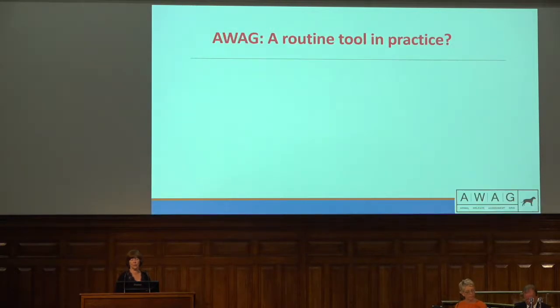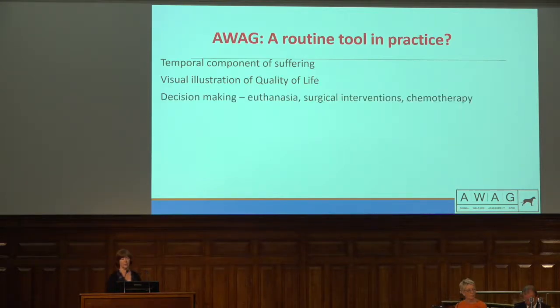at quality of life. So can the AWAG be used as a routine tool in practice to look at the temporal component of suffering? It will give you a visual illustration of quality of life and therefore enable good decision making. When should we put this animal to sleep? Should we carry out this surgical intervention? Should we put the animal on keep and therapy? How do we anticipate this animal's welfare is going to improve or not improve?